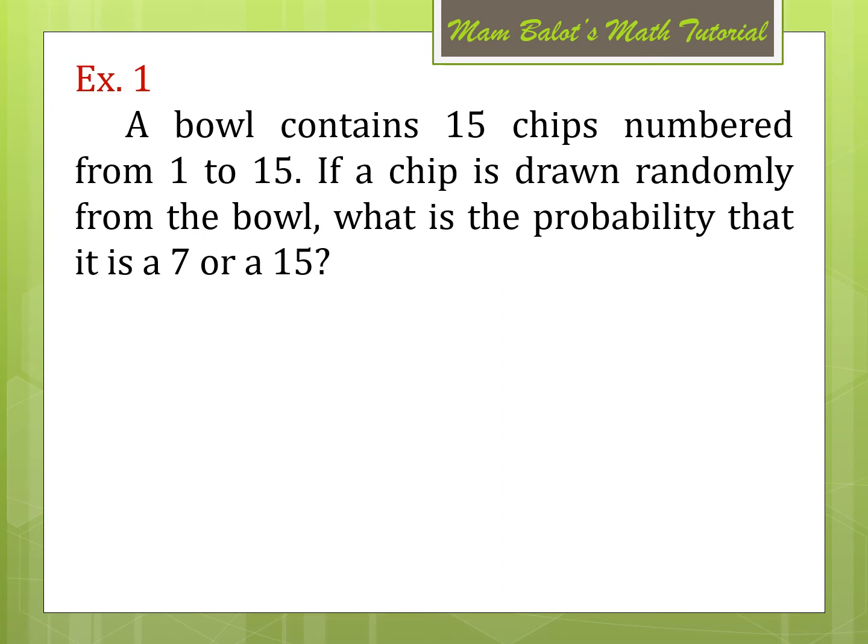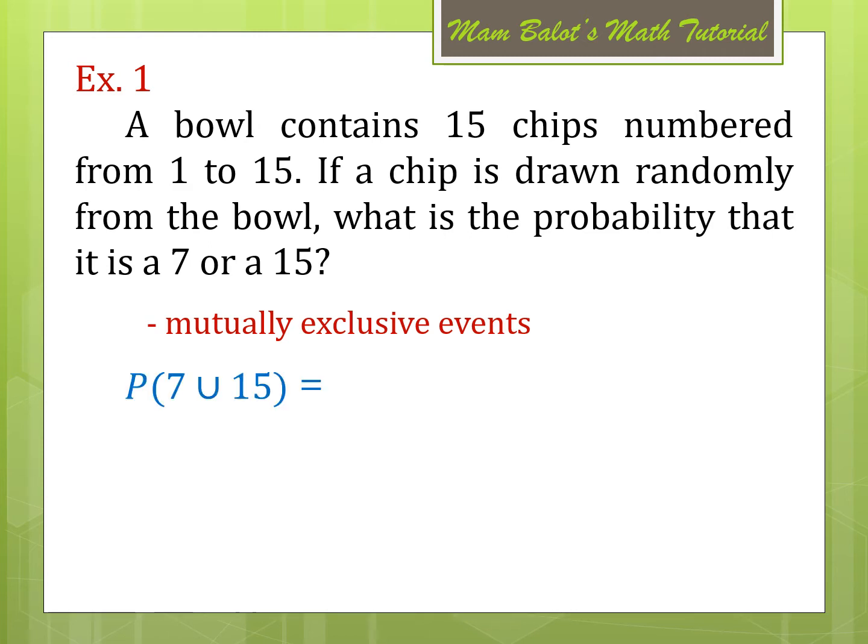Example number 1. A bowl contains 15 chips numbered from 1 to 15. If a chip is drawn randomly from the bowl, what is the probability that it is a 7 or a 15? Observe that a chip numbered 7 and a chip numbered 15 are different chips, so these are mutually exclusive events. Since it uses the word or, we will be computing for the union of the probability of getting a 7 and a 15.